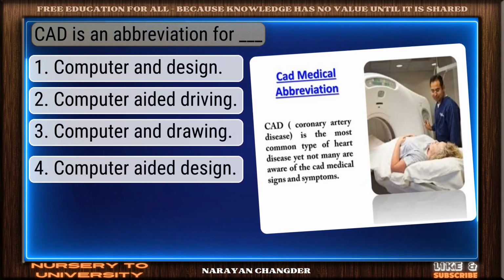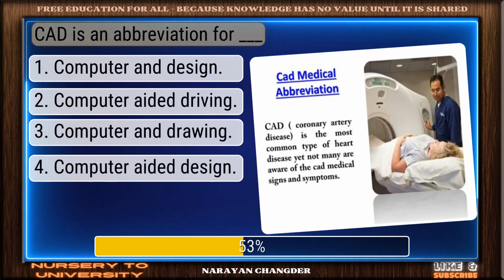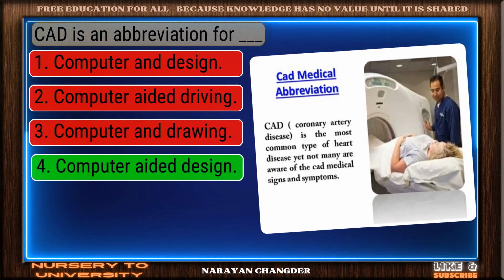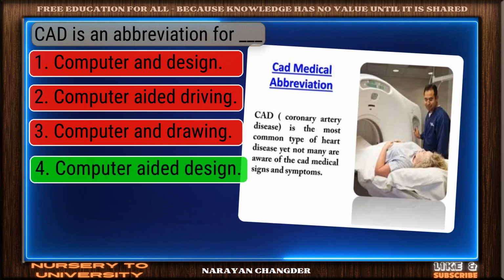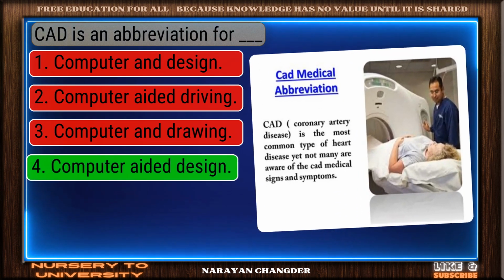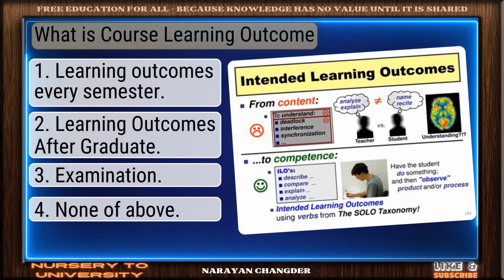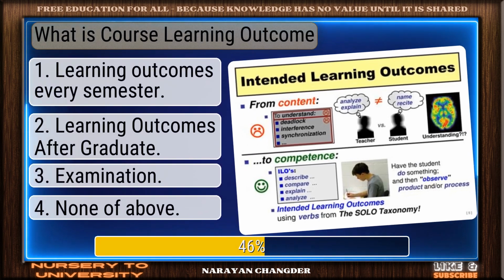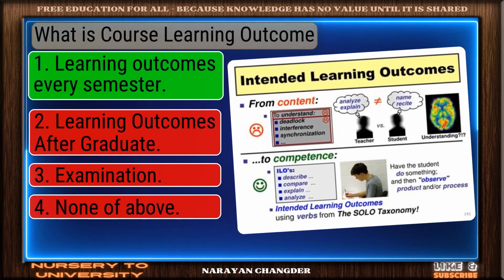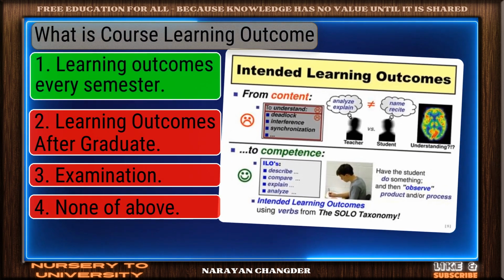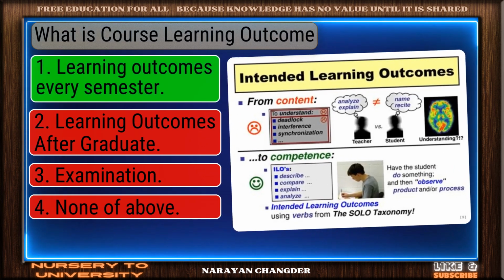CAD is an abbreviation for dash. Excellent. Computer-aided design is a brilliant choice. What is course learning outcome? Great thinking. Learning outcomes every semester is the right choice.